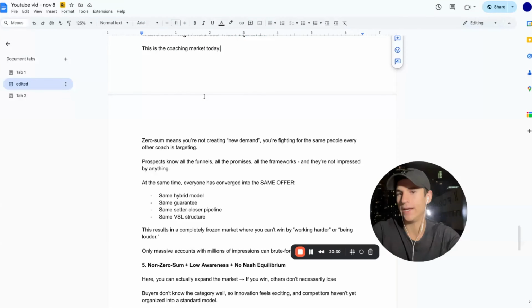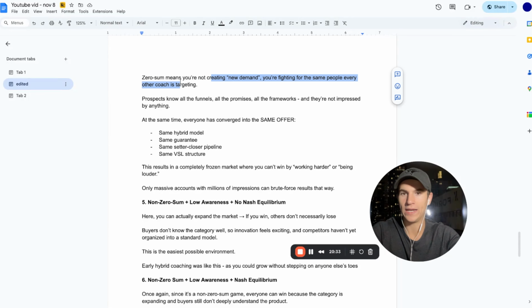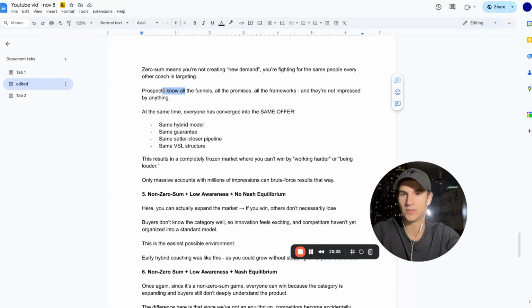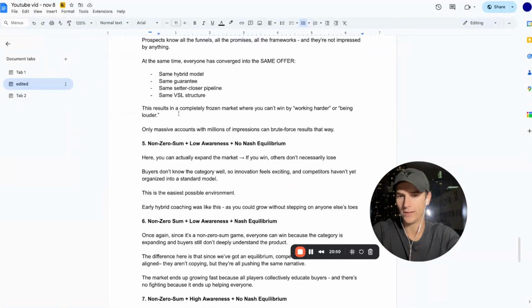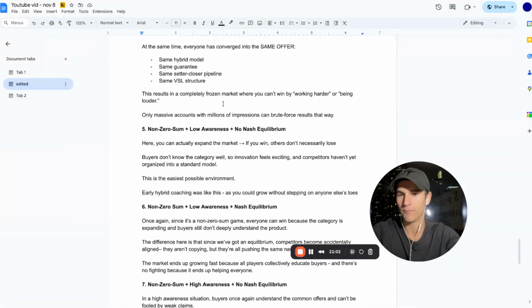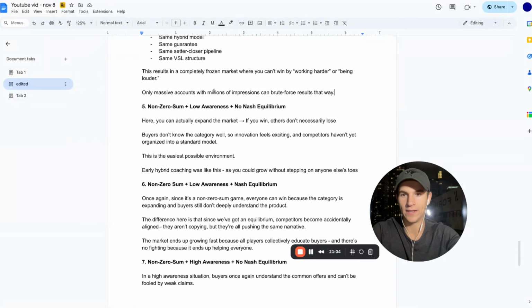So this is the coaching market today. Zero sum means you're not creating new demand. You're fighting for the same people every other coach is targeting. Prospects know all the funnels, all the promises, all the frameworks, and they're not impressed by anything. At the same time, everyone has converged into the same offer, same hybrid model, same guarantee, same VSL, same book a call with me on Calendly. This results in a completely frozen market where you can't win by working harder or being louder. Only massive accounts with millions of impressions can brute force results that way. That's where we're at today.